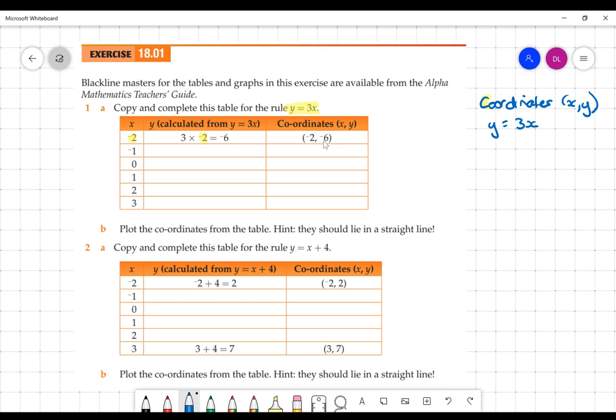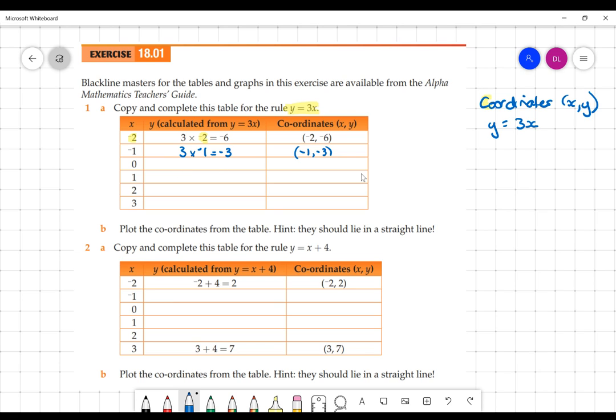Let's try the next one. I'm just going to try it on the screen. So it's going to go 3 times the x value. The x value in this case happens to be -1. So we're going to write -1 in here, and that's going to give us -3. So the x value is -1 and the y value is -3, and we put them here.